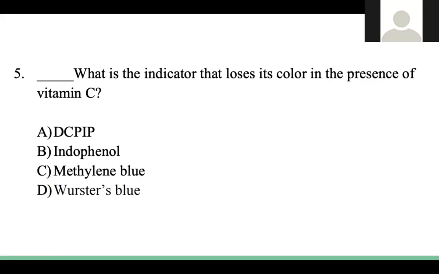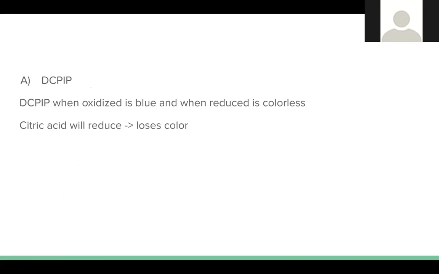Is it A? Yeah. Do you want to explain why? I just remember from last year that it had something to do with vitamin C, but I looked it up and it said it interacts with vitamin C. Yeah. So DCPIP, when oxidized, becomes blue, and when it's reduced, it's colorless. And so for this, you would have had to know the specific level, or what it's usually used for, but generically, since citric acid will reduce it, it makes it lose color.